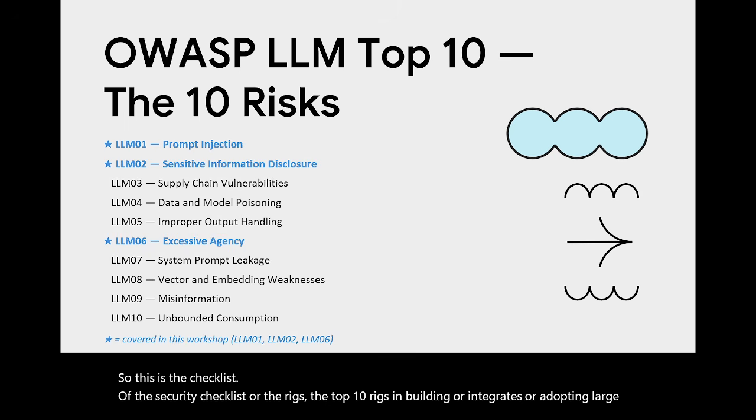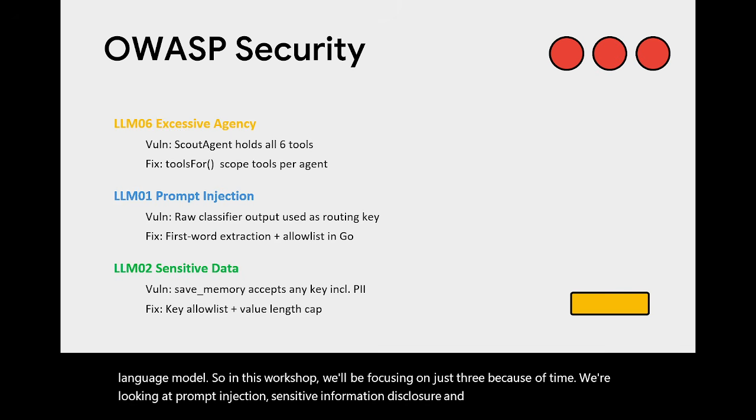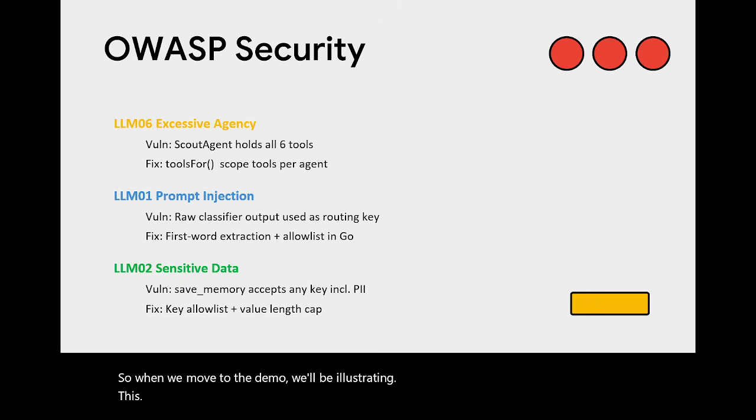In this workshop, we'll be focusing on just three because of time. We'll be looking at prompt injection, sensitive information disclosure, and then excessive agency. When we move to the demo, we'll be illustrating this checklist.